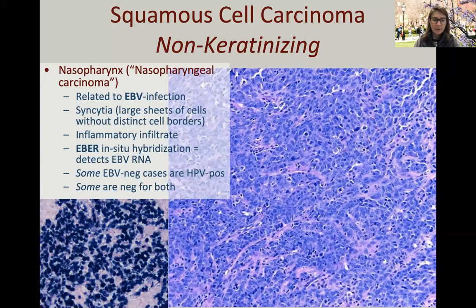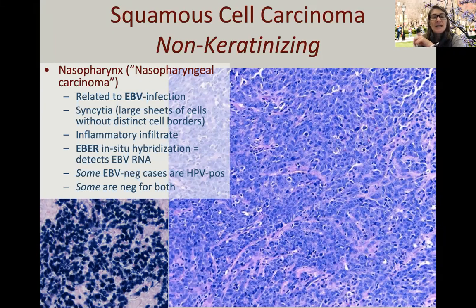Just as a reminder, we've talked a lot about HPV, but don't ever forget EBV in the nasopharynx. When we call something nasopharyngeal carcinoma, this basically means squamous cell carcinoma of the nasopharynx. There's no particular different morphology. It's just location. Those that are related to EBV infection tend to be very blue, very non-keratinizing. In the bottom left, we see EBER in situ hybridization, which detects the Epstein-Barr virus RNA.